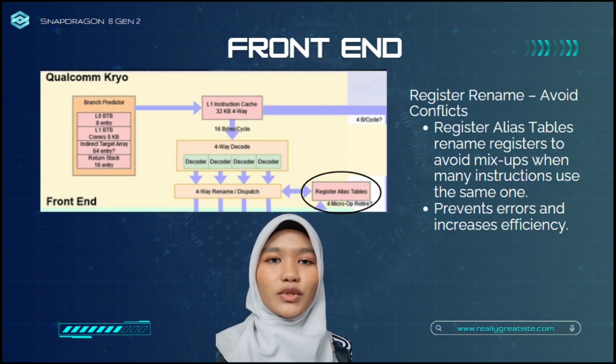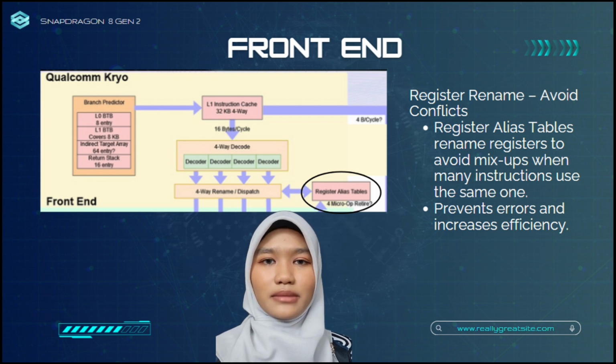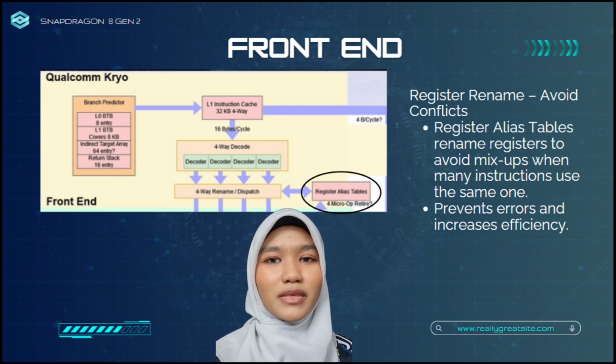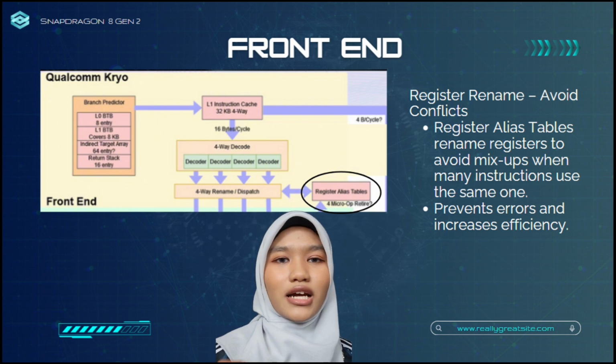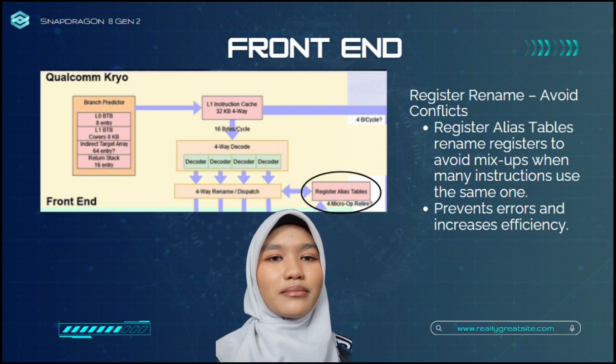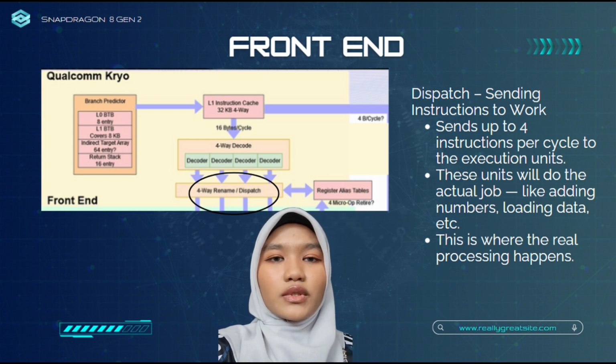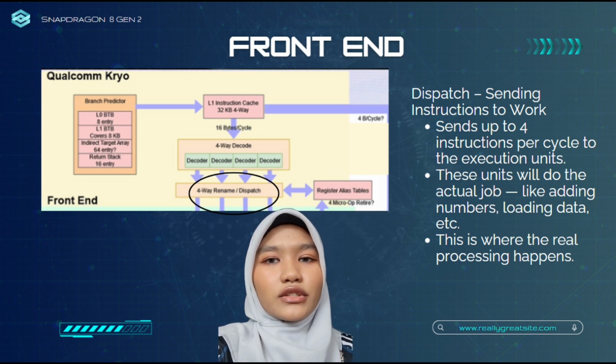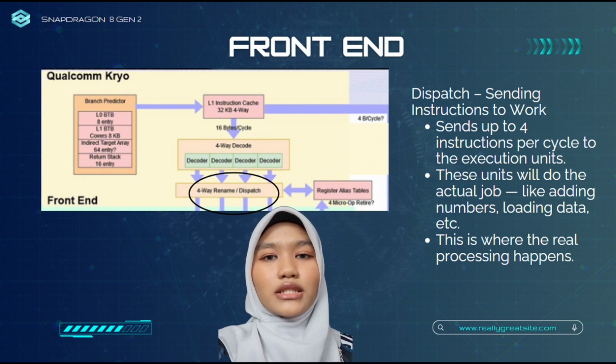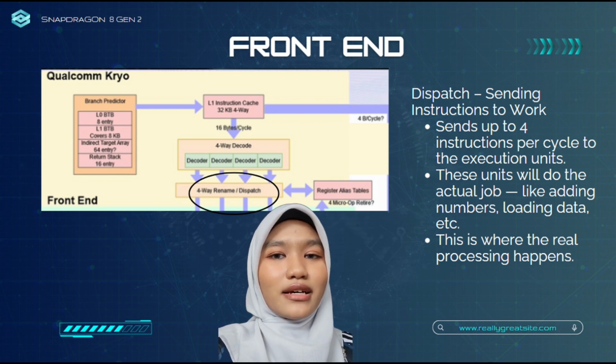Okay, next, the CPU uses the rename unit and register alias table. These tools help rename registers, which are like small memory boxes. If 2 instructions use the same register name, renaming avoids confusion and prevents errors. Then finally, the CPU dispatches the instructions to the execution units, which are like workers doing the actual job. The CPU can send up to 4 instructions at once to be processed. This is where the real work happens, like adding numbers, accessing memory, and performing logic.